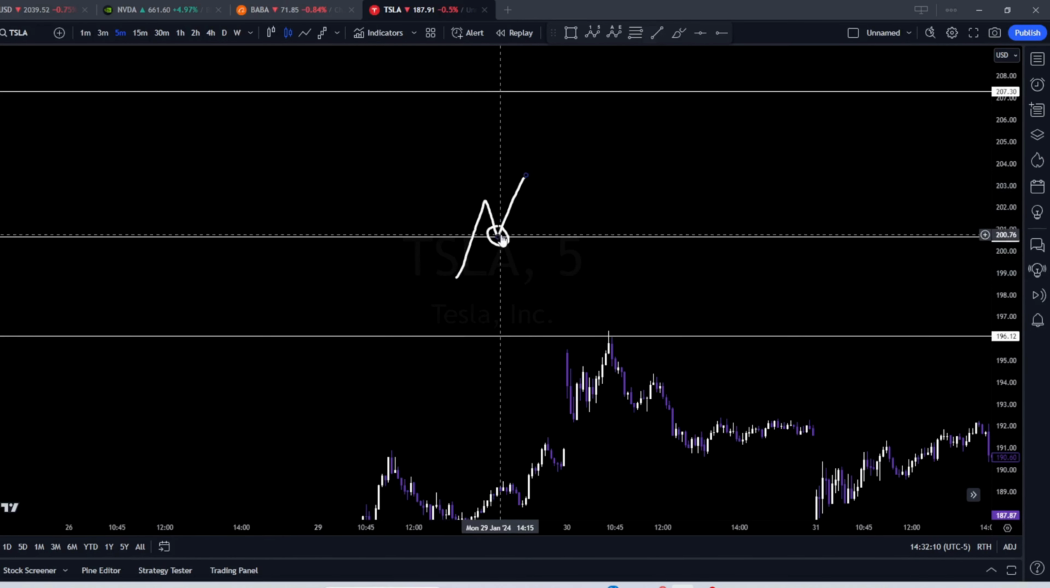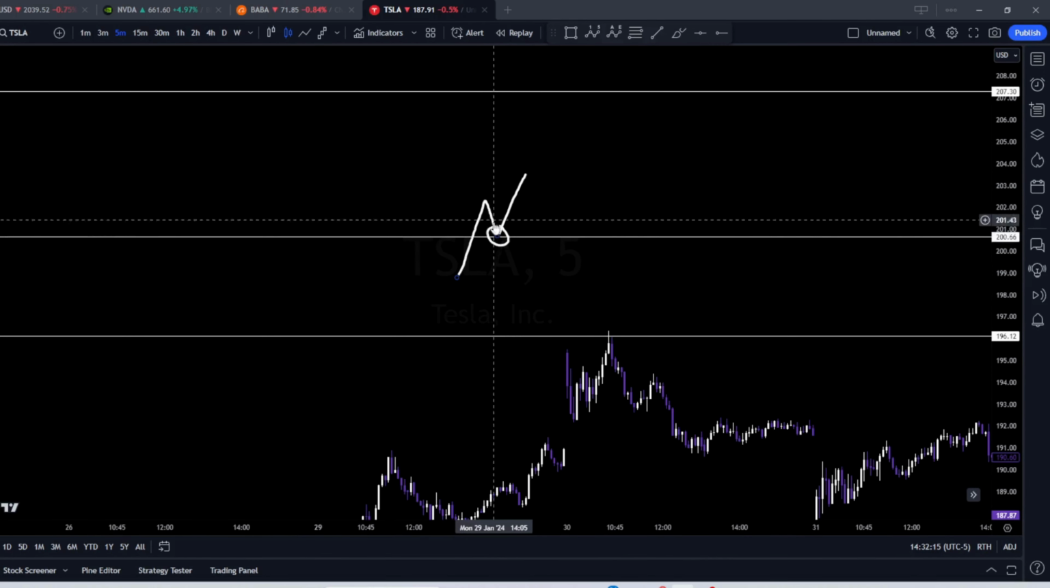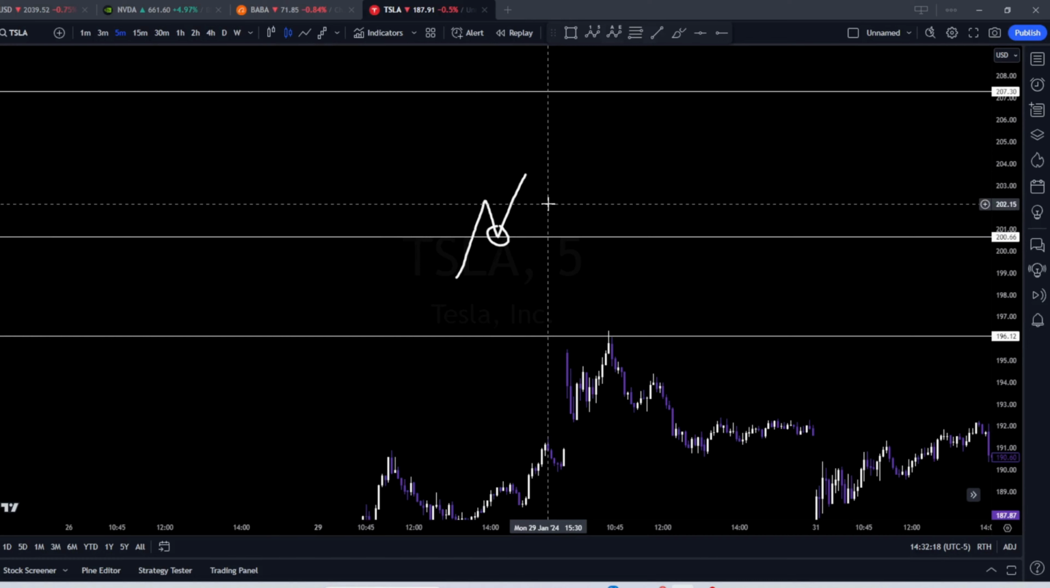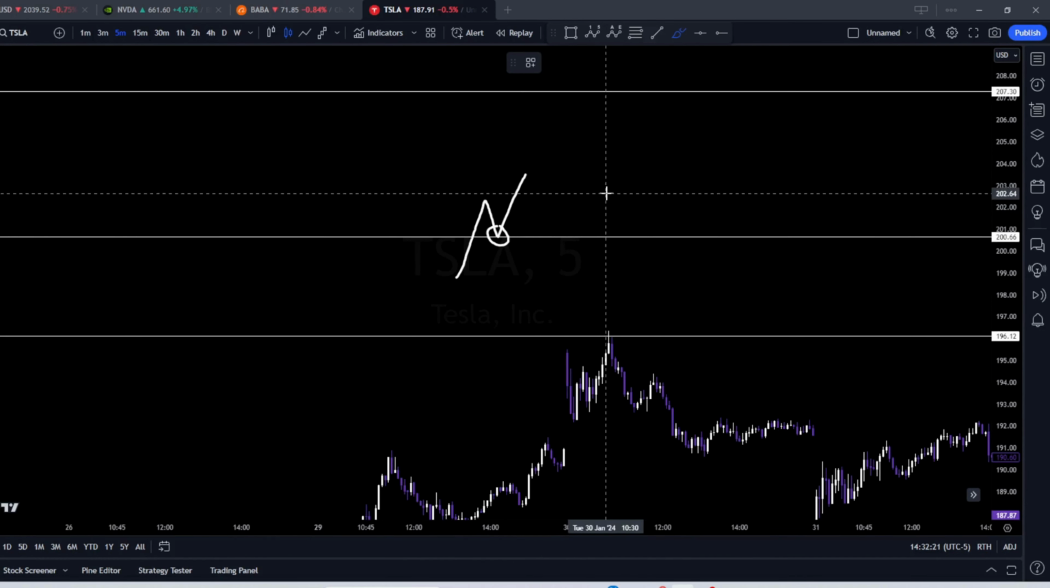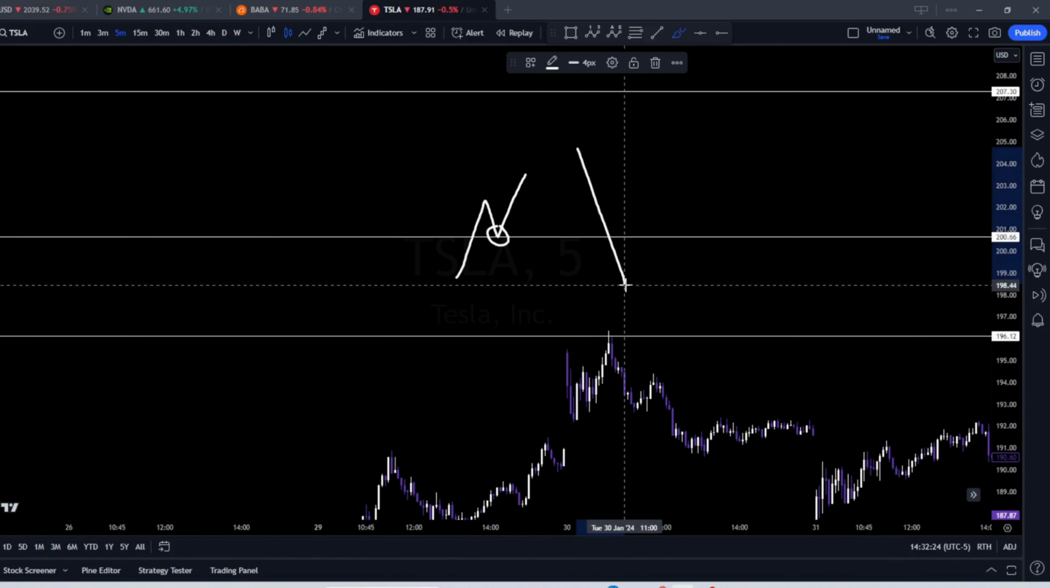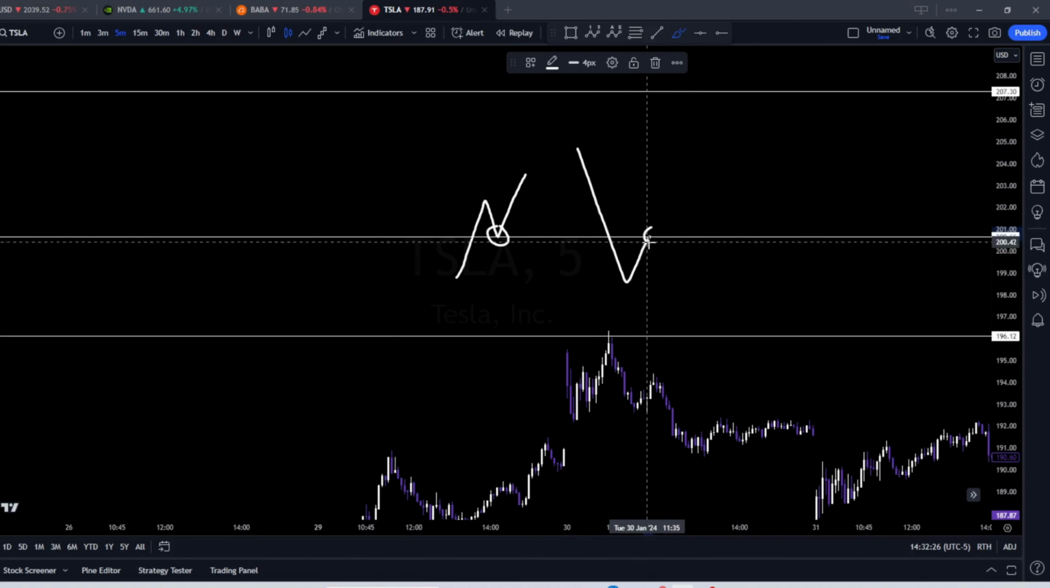So if it breaks above, comes and tests that level, you can maybe look to enter calls to continue to the upside. Versus if the price came down, broke below it, came and tested over here, you could look to maybe get into puts to ride the continuation to the downside.